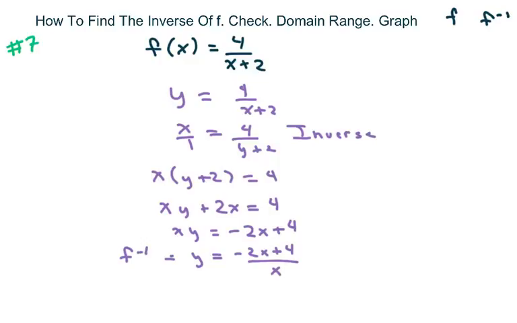Okay? You can see here where the domain here, x cannot be 0. We'll talk about that in a minute. And this one here, the x cannot be -2. And that will show up later. Alright, so let's do the check.